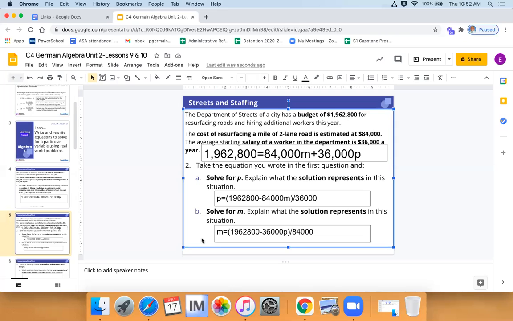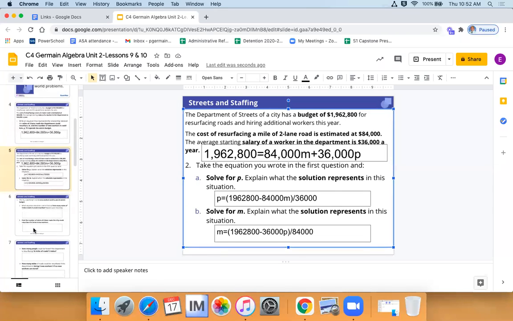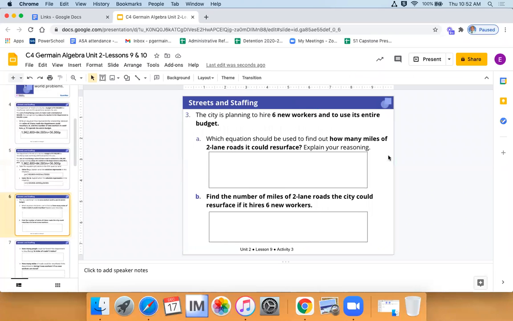Okay, perfect. So now we're going to use these equations to calculate some values. On slide number 6, you're going to solve for 4 different values. So which equation would you use to find out how many miles of 2-lane roads it could resurface? Which one of these equations?